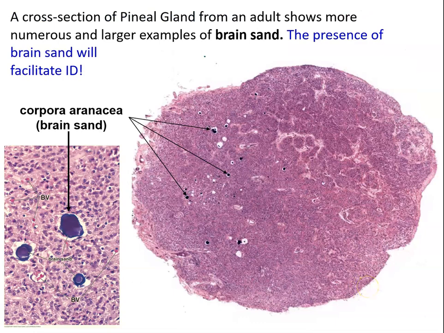Here's another pineal gland from an adult. This is a cross section through the body of the pineal rather than the midline longitudinal kind of section we just saw. There is much more brain sand in this adult specimen. And in this higher magnification inset, you can see that the calcifications have a layered appearance.